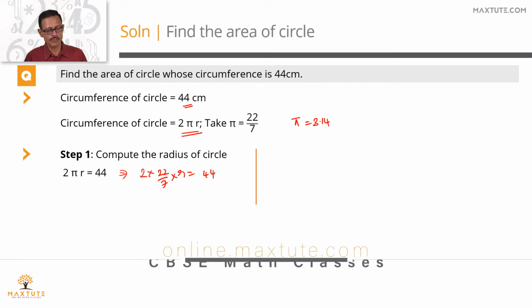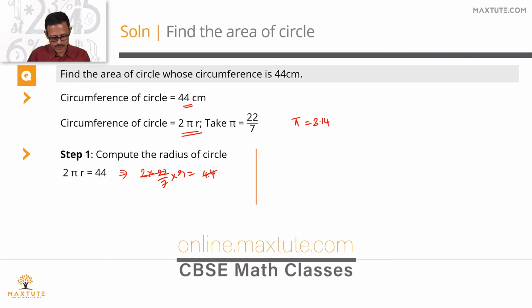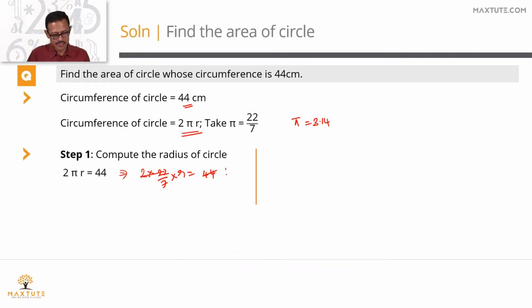Divide both sides of the equation by 44. 44 on the left hand side, 44 on the right hand side. Both of them get cancelled. So you'll be left with a 1 on the right hand side. Cross multiply. Radius is equal to 7. Step 1, we have found out the radius.